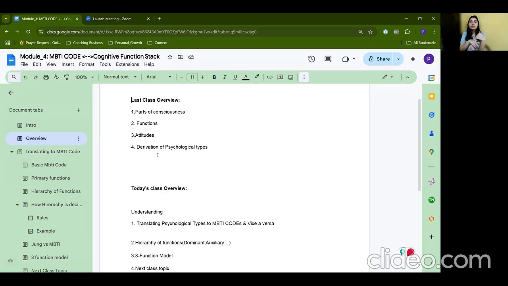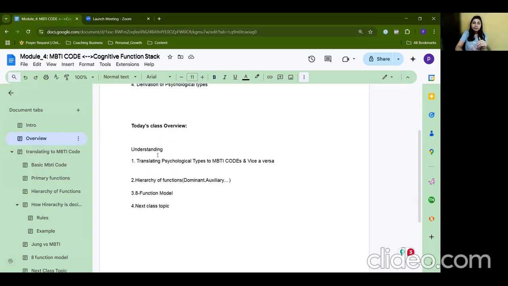In the past class, we discussed what the parts of consciousness are, what functions and attitudes are, and we also looked into the derivation of 8 psychological types as described by Carl Jung. In today's class, we would be understanding how to translate different MBTI codes into a hierarchy of the 8 psychological types and vice versa. Then we would understand what the hierarchy of function is, what is dominant, auxiliary, tertiary, inferior. And we would also discuss the 8 function model and then the next class topic.